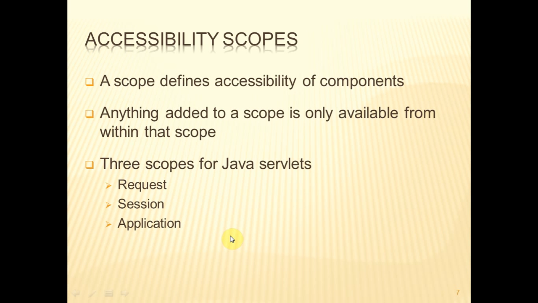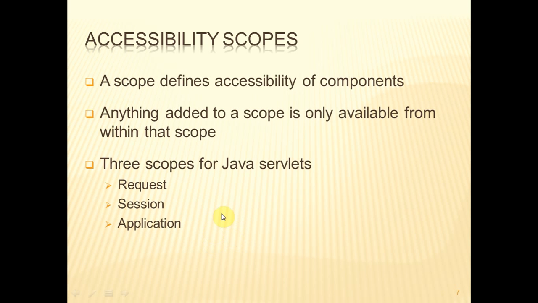Now, a scope essentially defines the visibility or accessibility of various components. And anything that is added to a scope is then only available within that scope. So a scope has some very well-defined boundaries. Anything that is inside the boundary is available within that boundary. Anything that is outside of that boundary is not available from within that boundary. More detail of that in a little while.